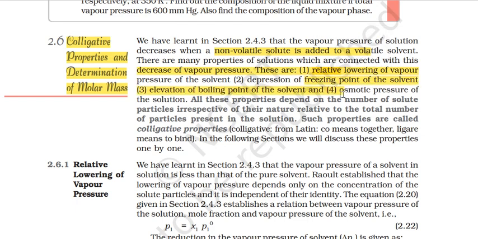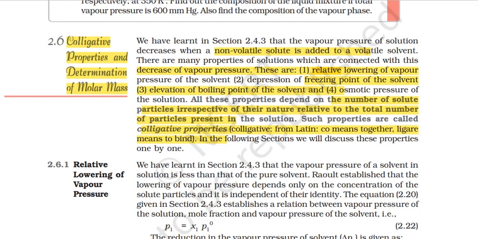Relative lowering of vapor pressure, depression of freezing point, elevation of boiling point and osmotic pressure. Now all these properties depend on the number of solute particles irrespective of their nature, relative to the total number of particles present in it. Okay? Such properties are called colligative. Colligative, Latin, co means together, ligare means to bind.